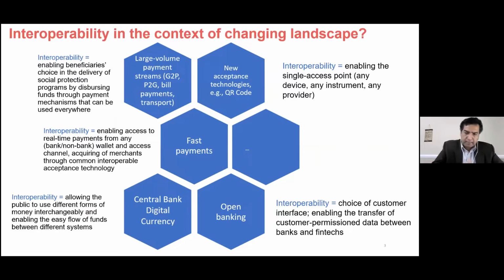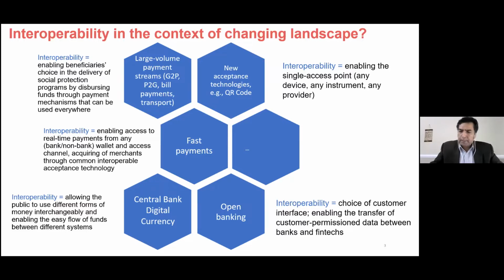And when it comes to central bank digital currency, I think we have to really define what we mean by interoperability in this context. And here, one way to look at it could be to say it is allowing the public to use different forms of money interchangeably and enabling easy flow of funds between different systems. And then I will talk a little bit about this in some of the scenarios which I will lay out.